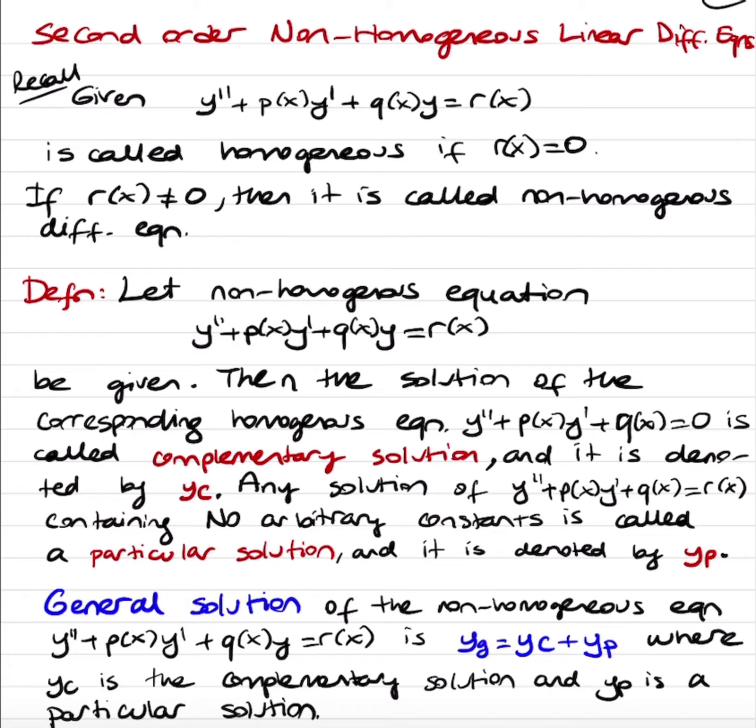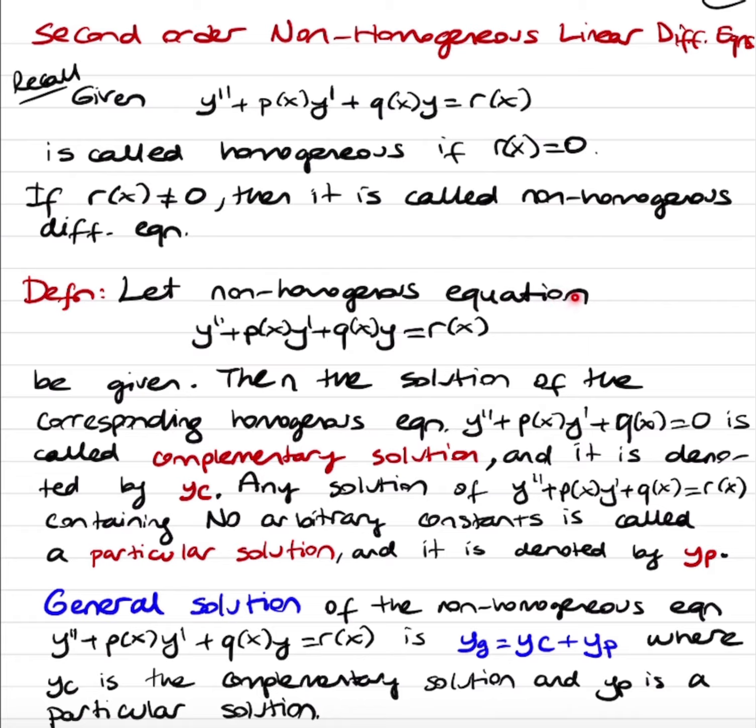So let's recall that a second order differential equation is y double prime plus p(x) y prime plus q(x) y equal to r(x). This is a linear differential equation and it is called homogeneous if r(x) is equal to 0, and if r(x) is not equal to 0, it is called a non-homogeneous differential equation.